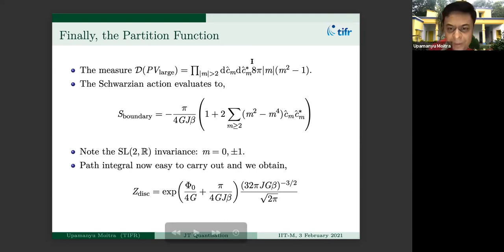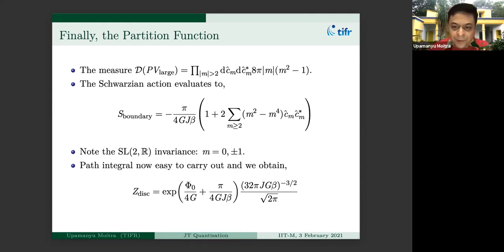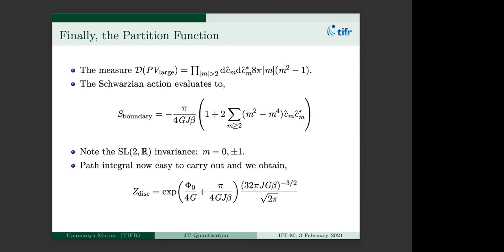Well, to begin with, otherwise the measure itself would become 0. Yeah, that's what I'm asking actually. So the measures for the 0 and plus minus modes are not there really, right? Yeah, but typically what it means is that, I don't know.